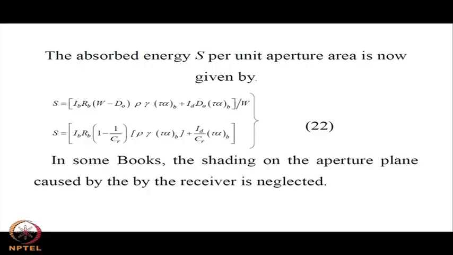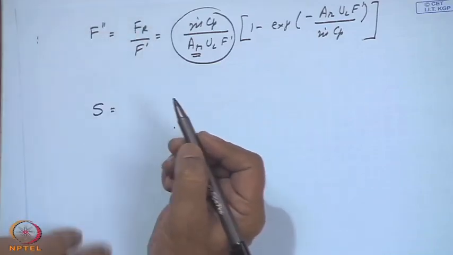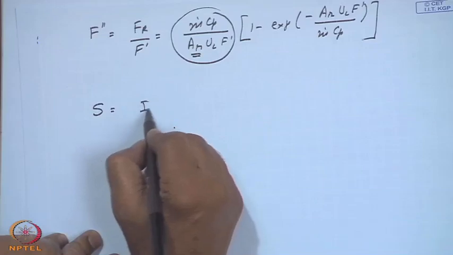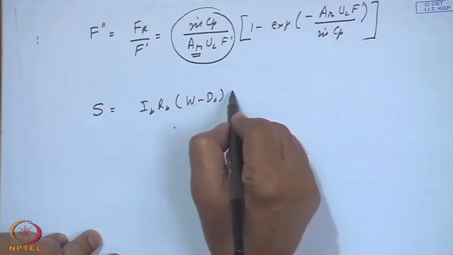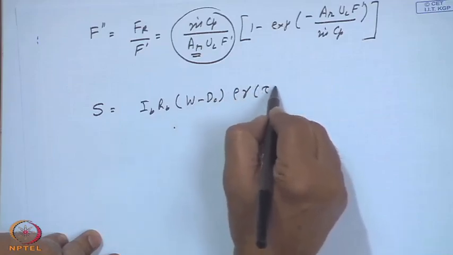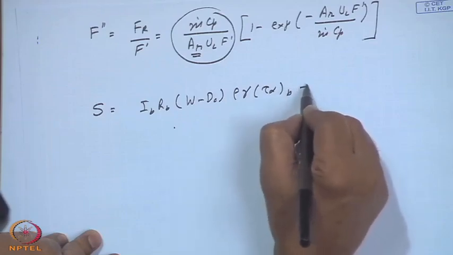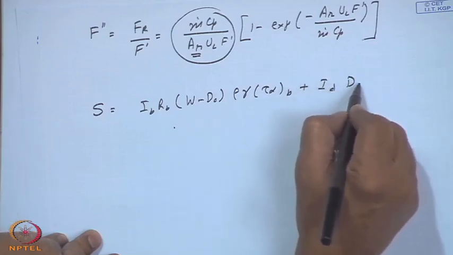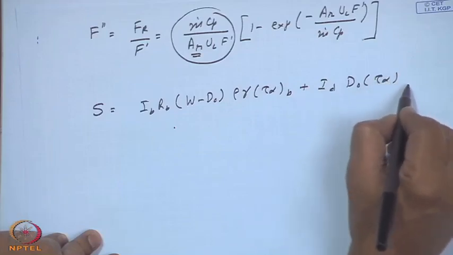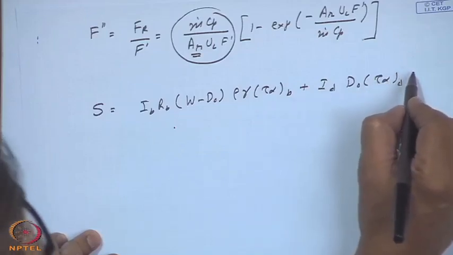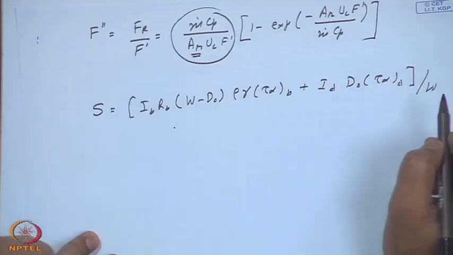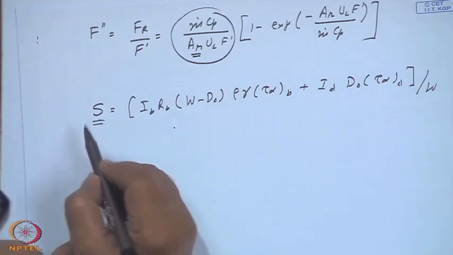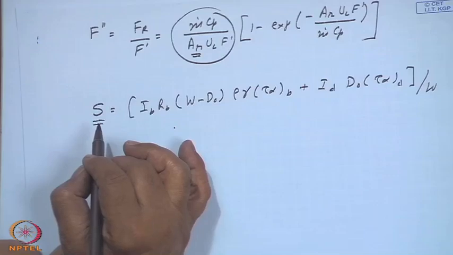Once again, if you look at some books, you will have that the absorbed energy, I thought I should give a clarification over here, is I B R B times W minus D naught, rho gamma tau alpha beam, plus I diffuse D naught tau alpha diffuse, upon W. This is the solar radiation absorbed per unit area of the aperture.